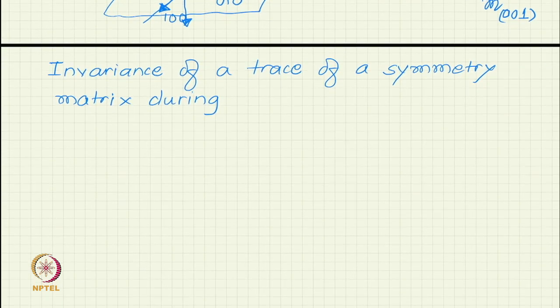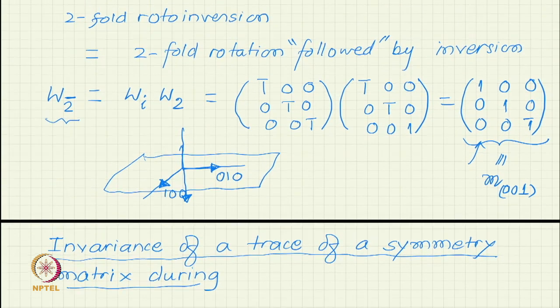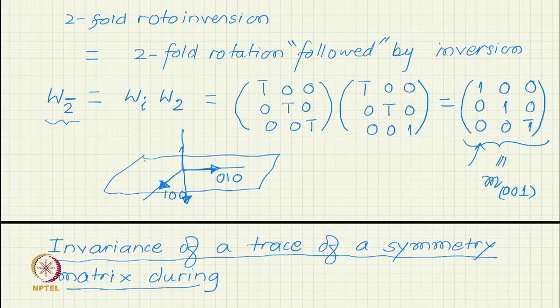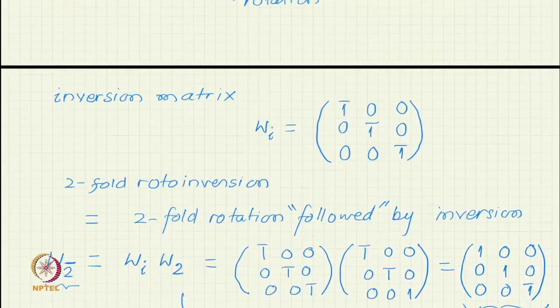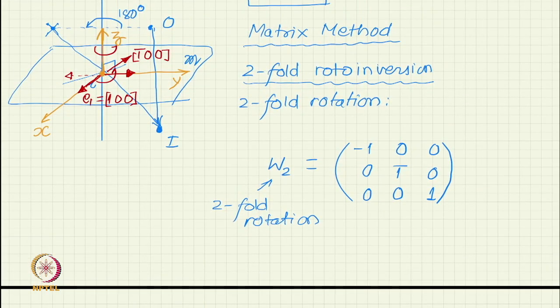So let us see invariance of a trace of a symmetry matrix. What do we mean by this? We saw that an axis system is required to write the symmetry matrices. These matrices had a very simple form because we chose our axes also nice and simple. We kept x and y in the mirror plane, z perpendicular to the mirror plane. If we would have chosen an arbitrary set of axes, then the matrix will have a complicated form.